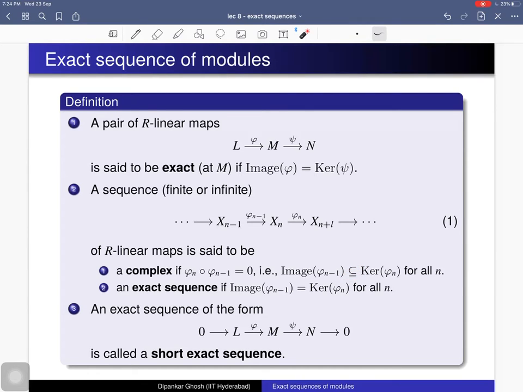In other words, if the image of each map is the same as the kernel of the next map, then we call this kind of sequence an exact sequence. And an exact sequence of this form is called a short exact sequence. It starts with 0 and ends with 0, and its length is 5. It turns out that any exact sequence can be broken into a collection of short exact sequences. Therefore, it is enough to study these short exact sequences.